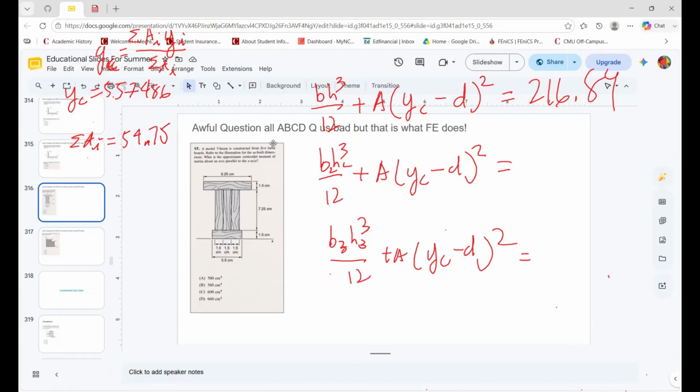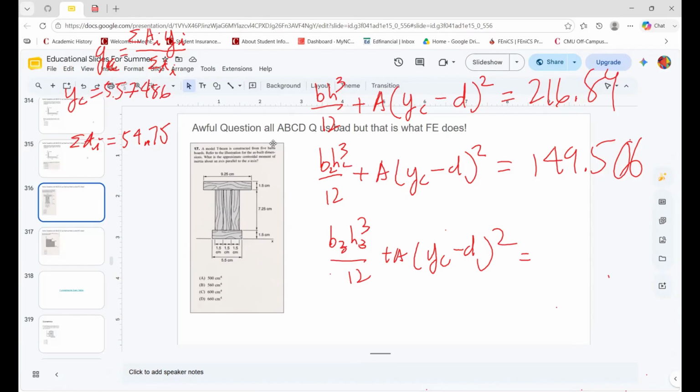Next one, the second one, we have 3 multiplied by 1.5, multiplied by 7.25, cubed, divided by 12, plus A, which is 3 multiplied by 1.5 multiplied by 7.25, the area, multiplied by the center term: 5.57486 minus (1.5 plus 7.25 divided by 2), squared, is about 149.506.